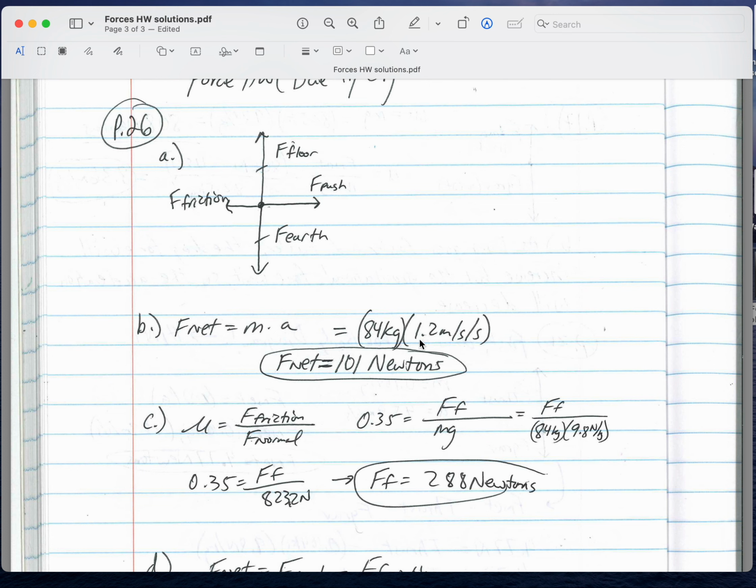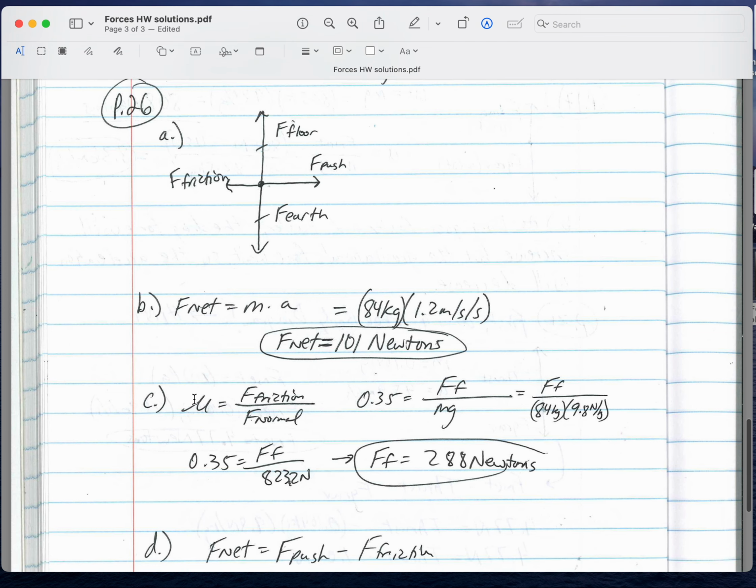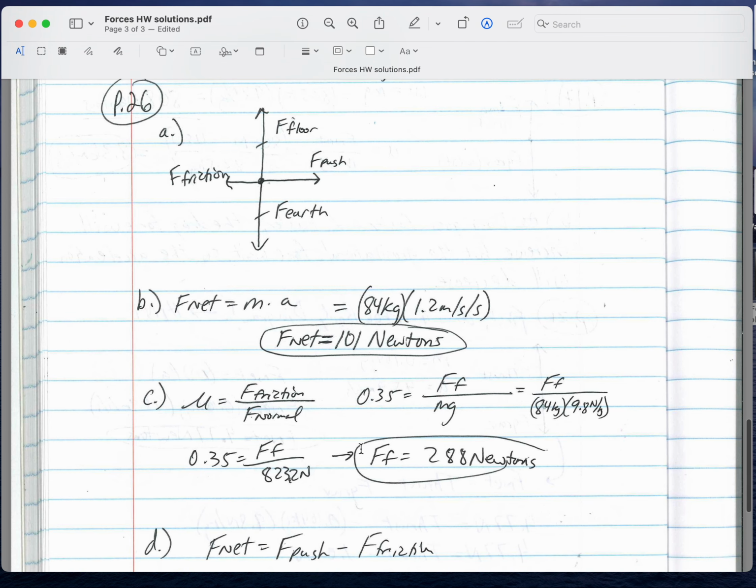The net force, well, I was given the acceleration and the mass of Mr. McCullough. So the net force is 101 newtons. Now to find the frictional force, so that's what's asked in C, I have to use this equation which I've given you, and that coefficient of friction is equal to the force of friction over the normal force. Well, what's the normal force? On a level surface, that's equal to the gravitational force. So I can just put mg down here. So 0.35 is equal to the frictional force over this, which is 823.2 newtons. When I algebraically rearrange that, I get that the frictional force is around 288 newtons.